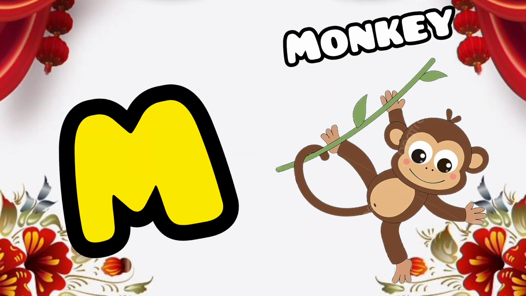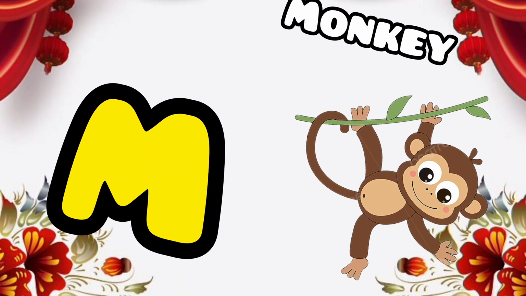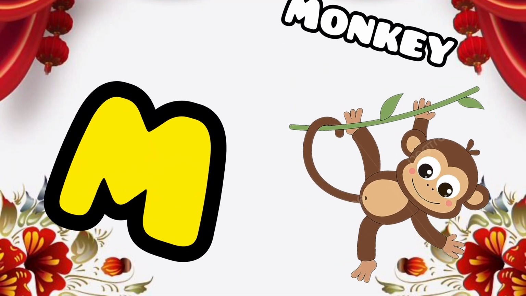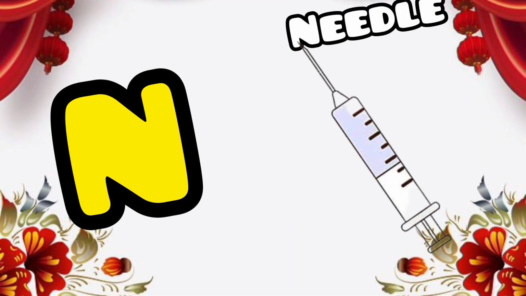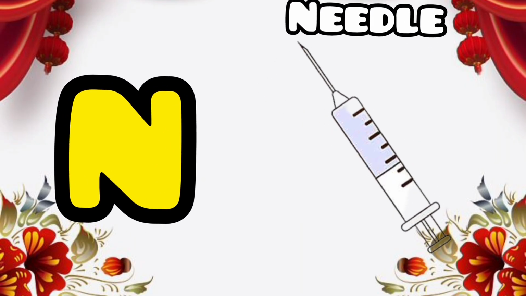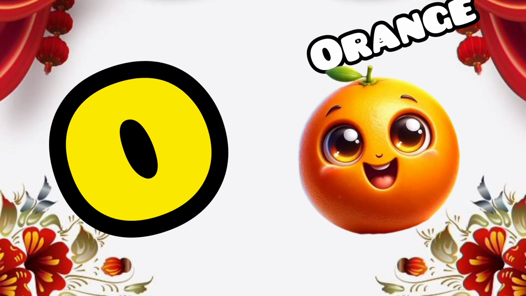M is for monkey, monkey. M, monkey. N is for needle, needle. N, needle. O is for orange, orange.